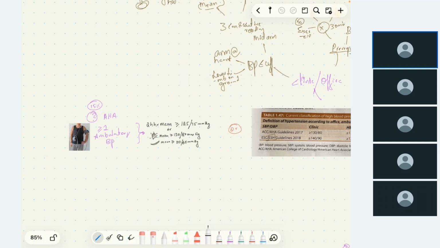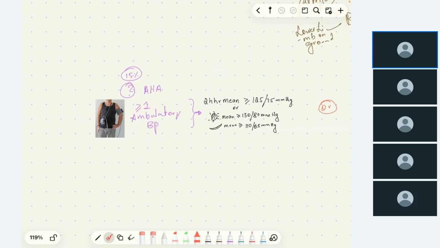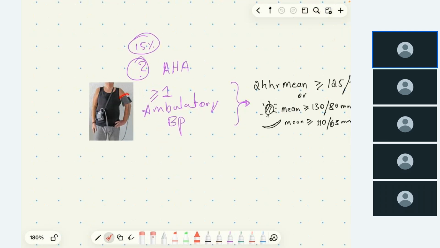The definition of hypertension. Please note, hypertension is defined in this era by measuring ambulatory blood pressure. What is ambulatory blood pressure? Ambulatory blood pressure is a kind of measuring BP where we tie the cuff to the patient and have a machine record blood pressure for 24 hours continuously. The machine does it by itself.